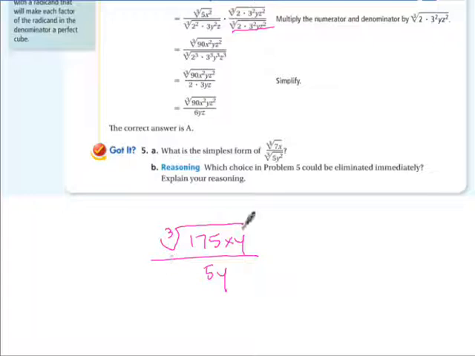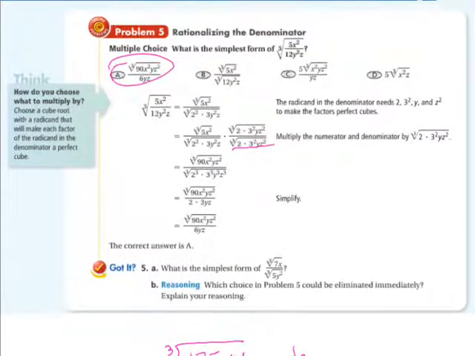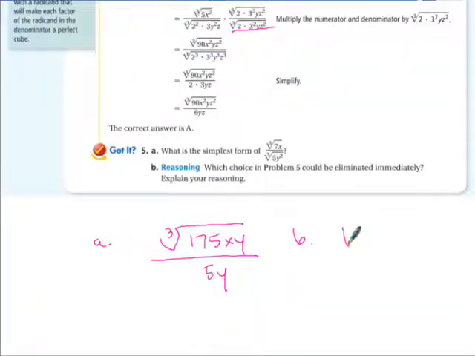If you still don't get it, put a star or something by it and we'll go over that in class. Part B, which choice in problem 5 could be eliminated immediately? Go back to this, and that should be easy. B could be eliminated immediately because it had a radical in the denominator still, so we know that's not the answer.